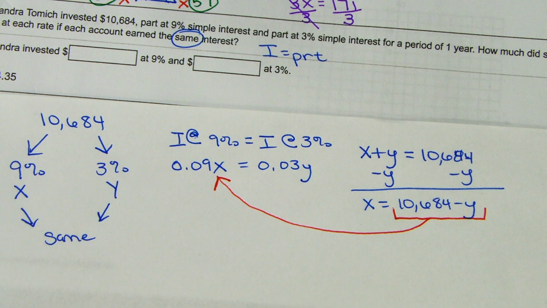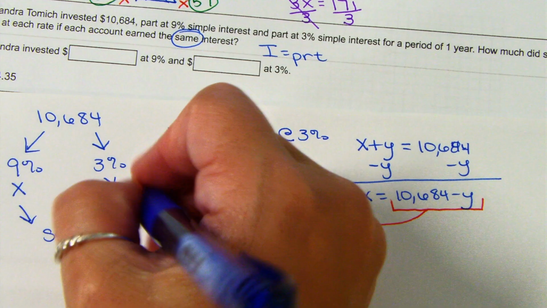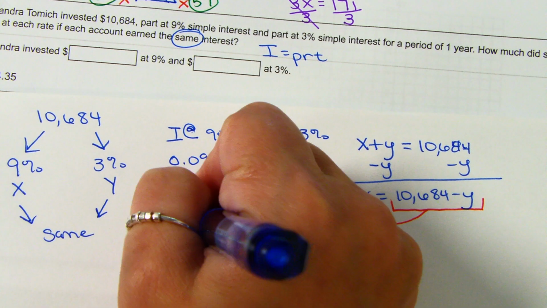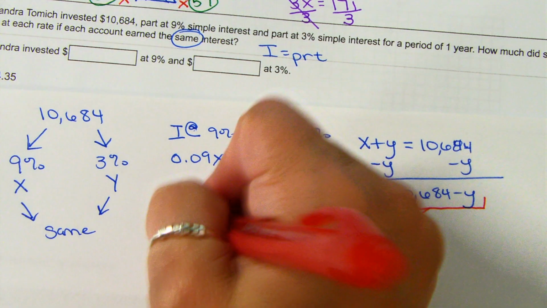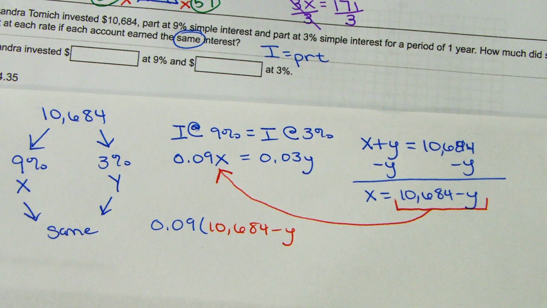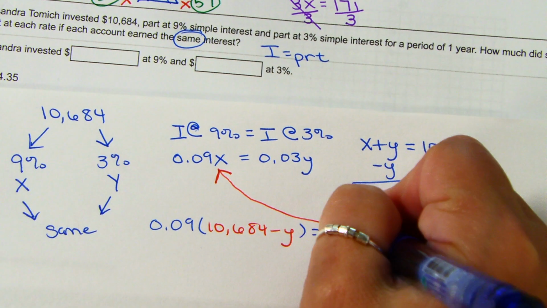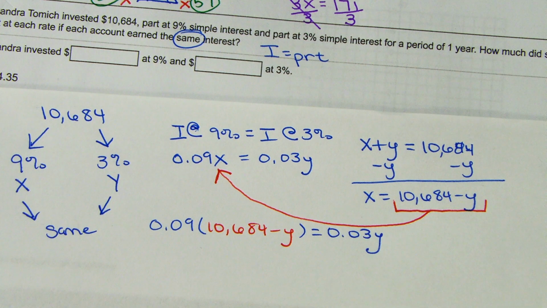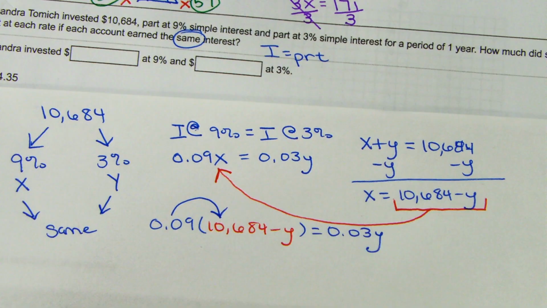Well, guys, what I just did is I have an equation here with x's and y's. I just made a system of equations. I can solve a system of equations. We learned how to do it graphically, with substitution, and with the addition method. What I highly recommend is the substitution method, because over here, if I just subtract the y over to the other side, I have x equals $10,684 minus y. I have my x completely by itself.